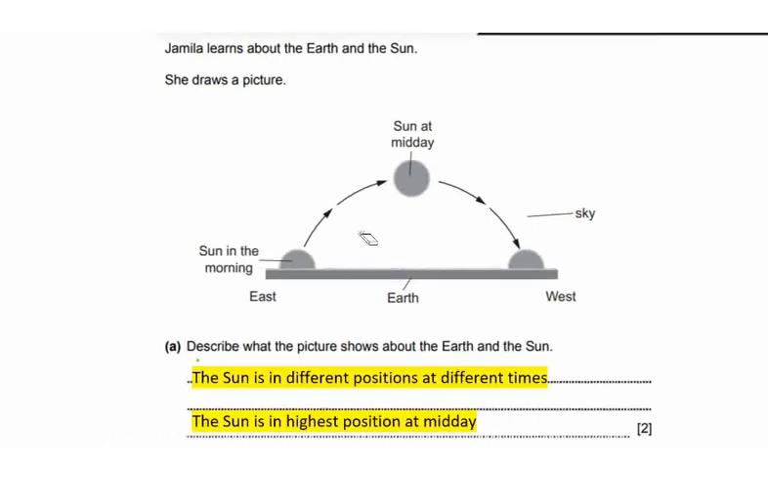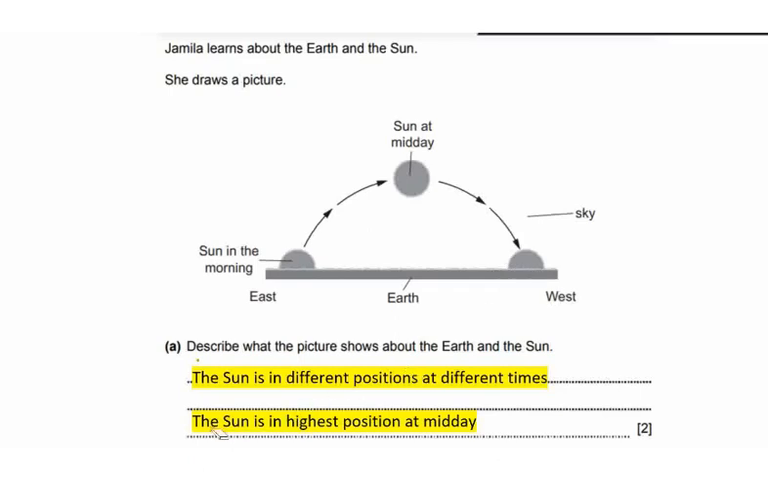The answer is the Sun is in different positions at different times. As we can see, it's here in the east in the morning, at midday it is at the highest position, and after that in the evening it will be in the west before the sunset.